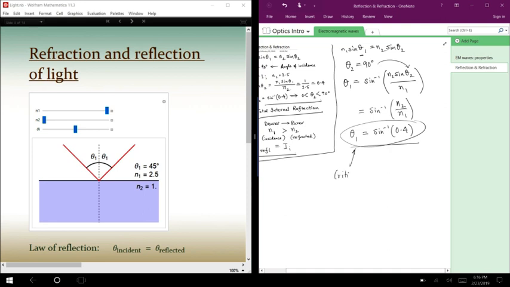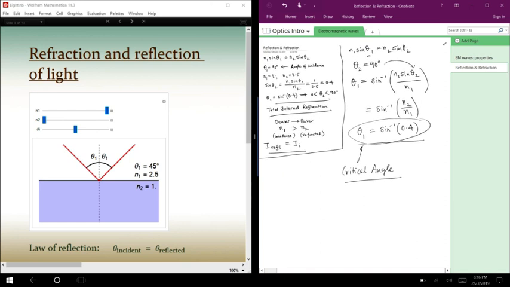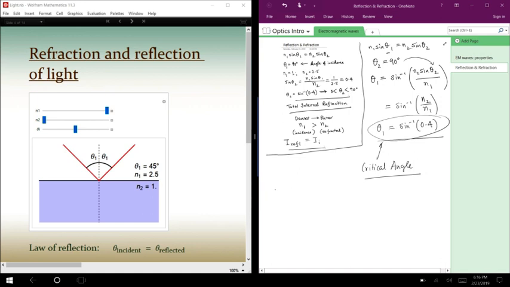Critical angle. So critical angle is the angle of incidence above which, when light travels from a denser to a rarer medium, it gets totally reflected. So let's sort of write that down in words.